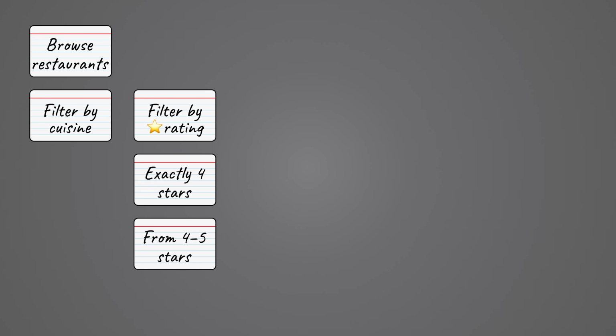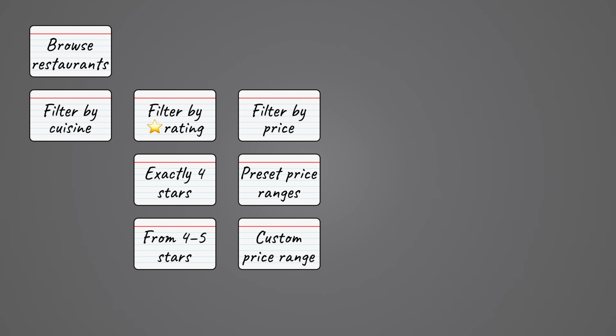YumHub will let users filter by cuisine. You're looking for good Indian food? I still want that quesadilla. YumHub will also let users filter by star rating, which users can do by saying they only want restaurants with, let's say, 4 stars, or they can ask to see restaurants rated from 4 to 5 stars. Finally, users can also filter by price. They can do this by using preset price ranges YumHub will determine, such as $10 to $20, or a user can enter their own custom price range.